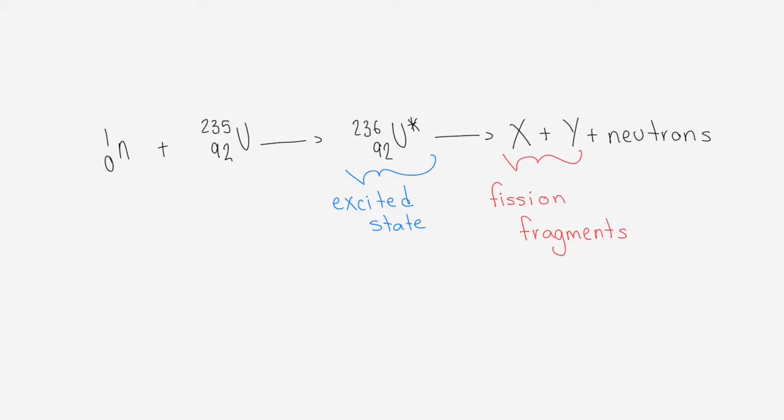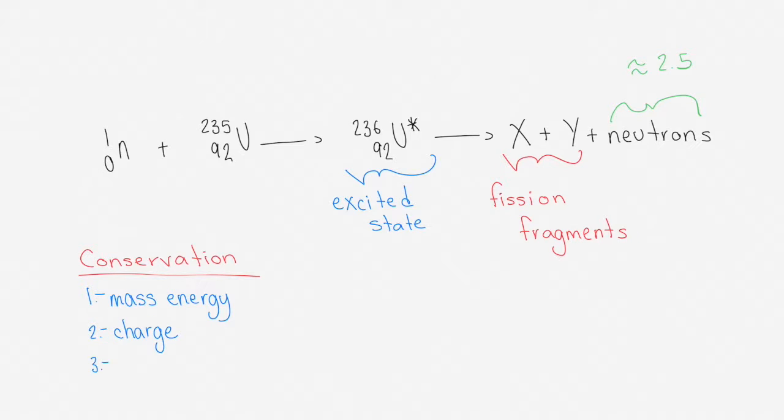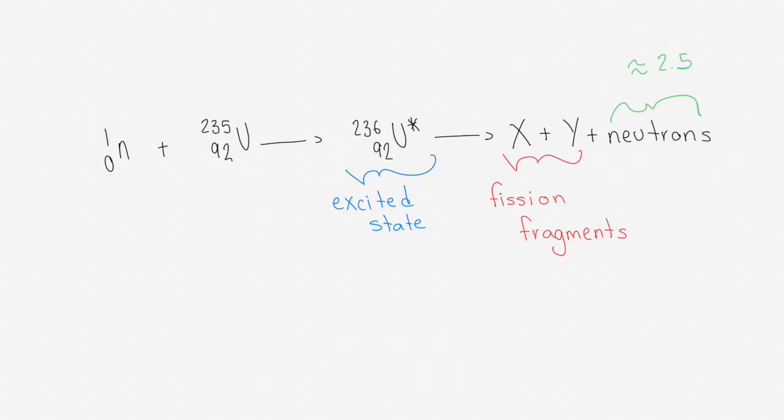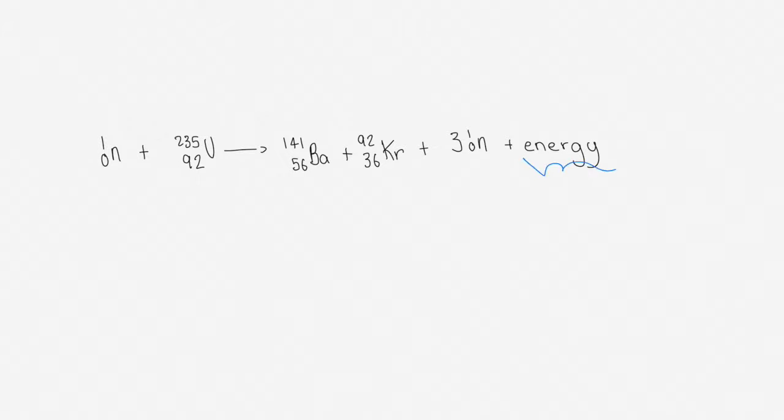There are many combinations of X and Y that satisfy the requirements of conservation of mass-energy, charge, and nuclear number. This figure shows the actual mass distribution of fragments in the fission of uranium-235, being the most probable around mass numbers 90 and 140. On average, about 2.5 neutrons are released per event. A typical reaction of this type is the following. One neutron combining with uranium-235 gives as a result the isotope barium-141 and the isotope krypton-92, plus 3 neutrons.